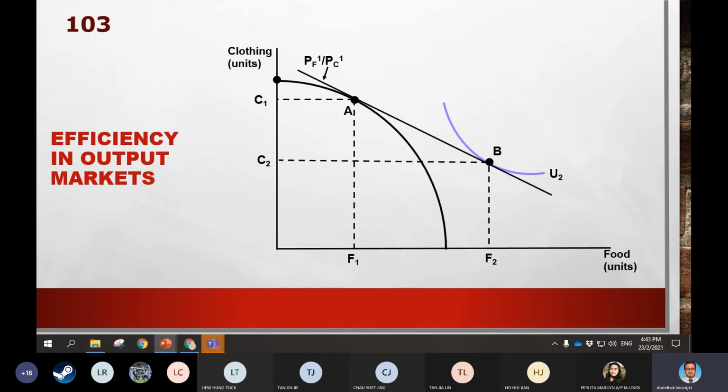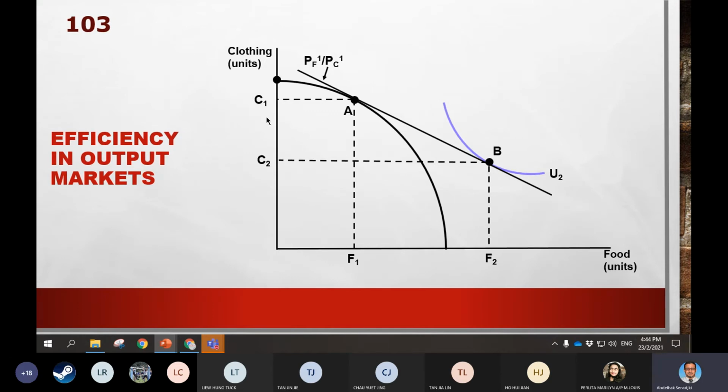So how will equilibrium happen, shifting from A to B? As I say, at point A the firms would like to produce only F1, but consumers would like to consume F2. So there is excess in the demand for food, or shortage in the supply. We say we have excess demand, that means demand is more than supply, or shortage of supply, in other words.